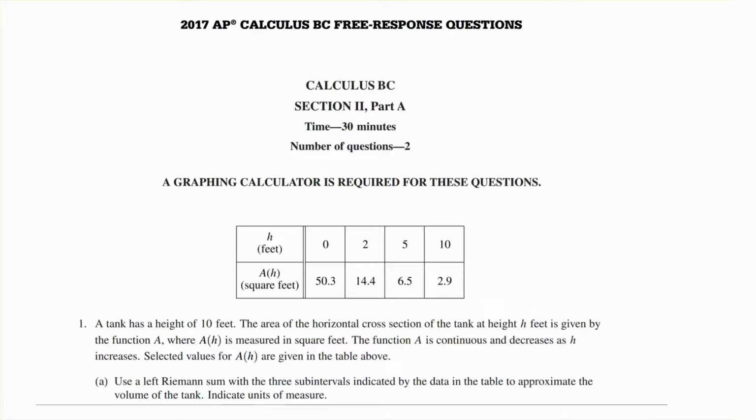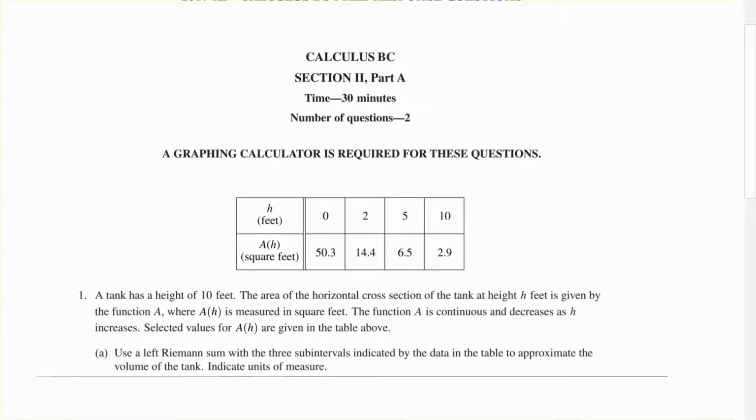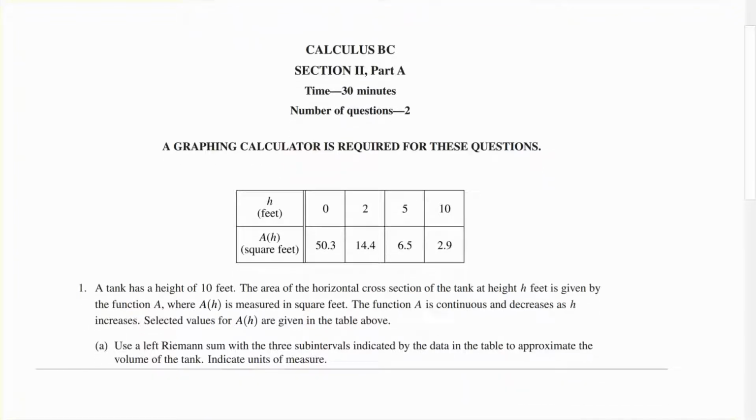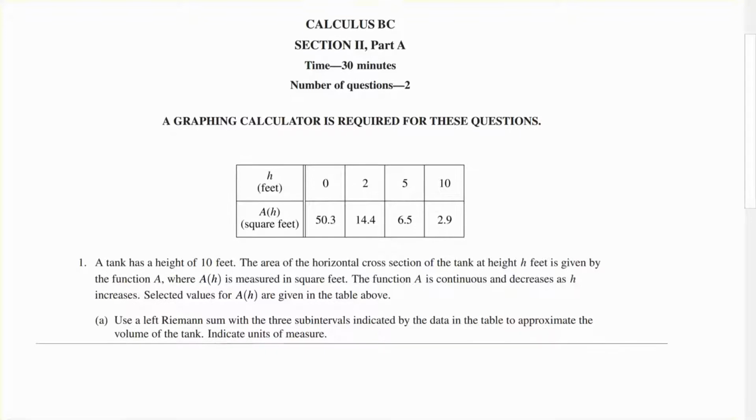This is the 2017 AP Calculus BC free response question on the calculator section, and this is question number 1. Question number 1 states a tank has a height of 10 feet. The area of the horizontal section of the tank at height h feet is given by the function A, where A of h is measured in square feet. The function A is continuous and decreases as h increases. Selected values for A of h are given in the table above.